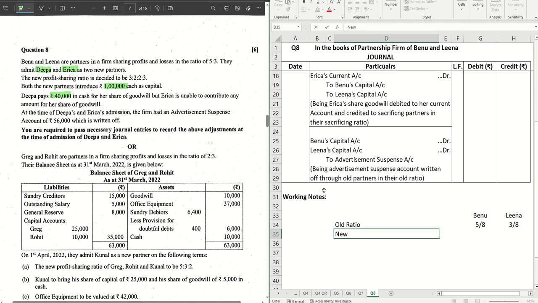The new ratio is already given for both of them. The new ratio is 3/10 and 2/10. All right, straight away 3/10 and 2/10. So what is the sacrifice? Sacrifice, the formula we know, old ratio minus new ratio. So we just subtract it. So we get 5/8 minus 3/10, and here we get 3/8 minus 2/10.